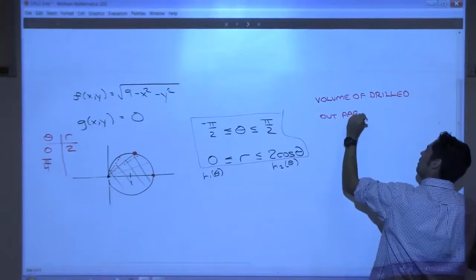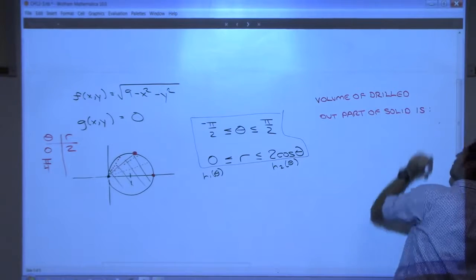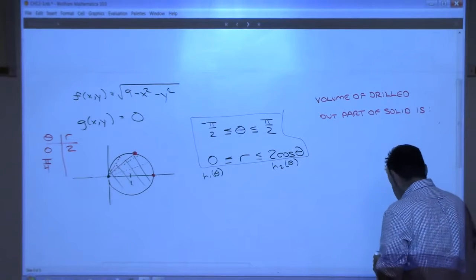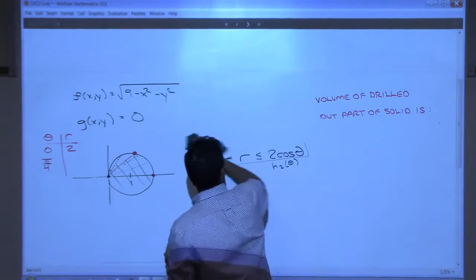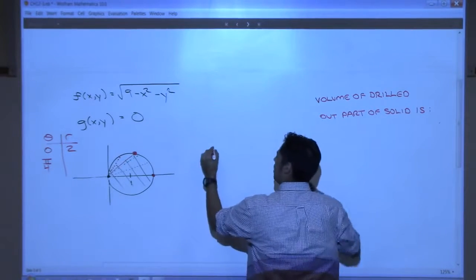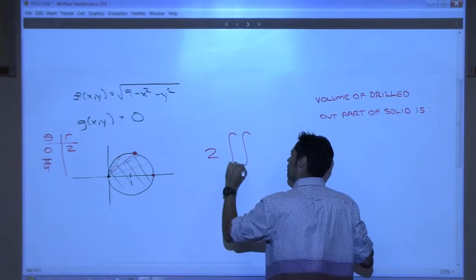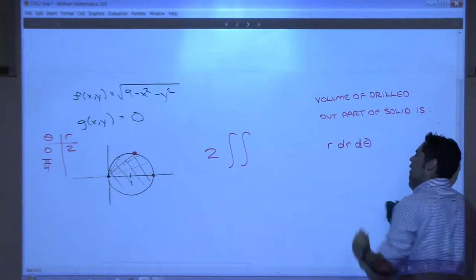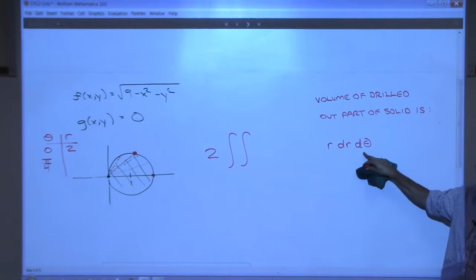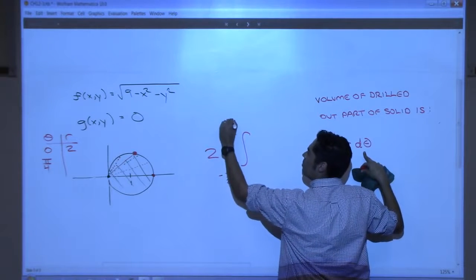Part of the solid is, I'm going to erase this, 2 times the double integral, I'm going to polar, r dr d theta. That has to be this order because theta is between 2 constants. They were negative pi over 2 and pi over 2.